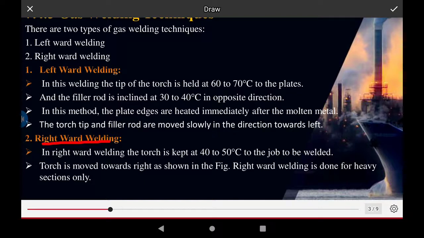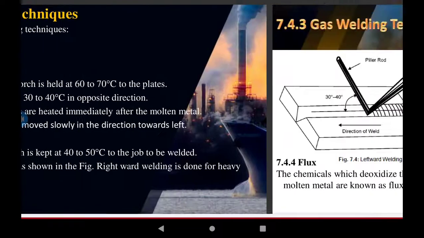In rightward welding, the torch is kept at a 40 to 50 degree angle to the job being welded. The torch is moved toward the right, as shown in the figure. Rightward welding is done for heavy sections only, used only for heavy section components.